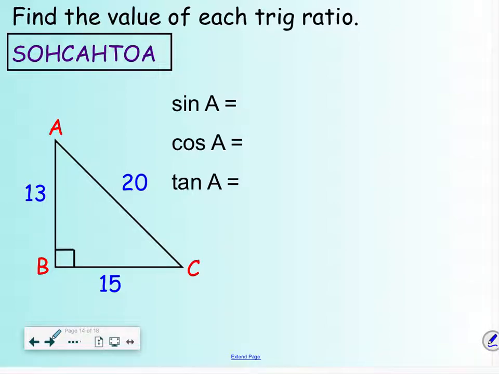Now we're switching over to sine, cosine, and tangent. Remember Sohcahtoa. You can write it like this.